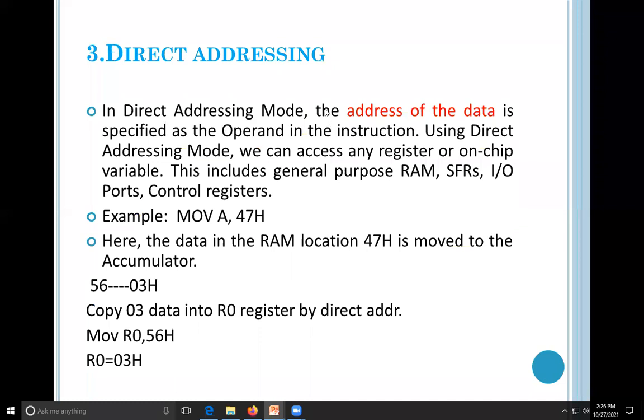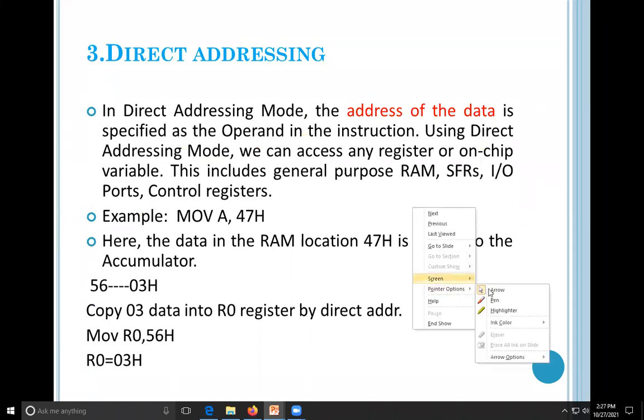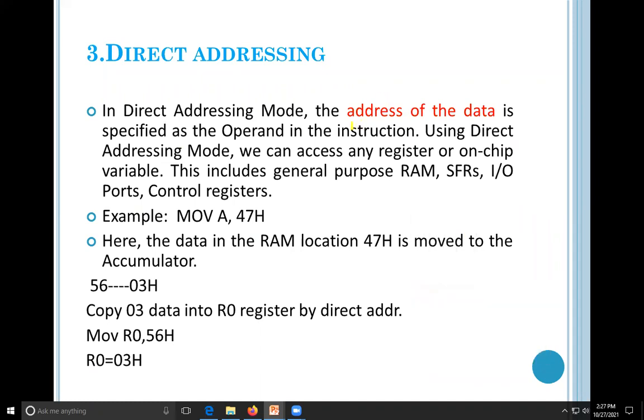In direct addressing mode, the address of the data is specified in the operand, and this operand is in the instruction. So using direct addressing mode, you can access the register or on-chip variable. This includes RAM, ROM, or port registers. So what is the instruction? MOV A, 47.